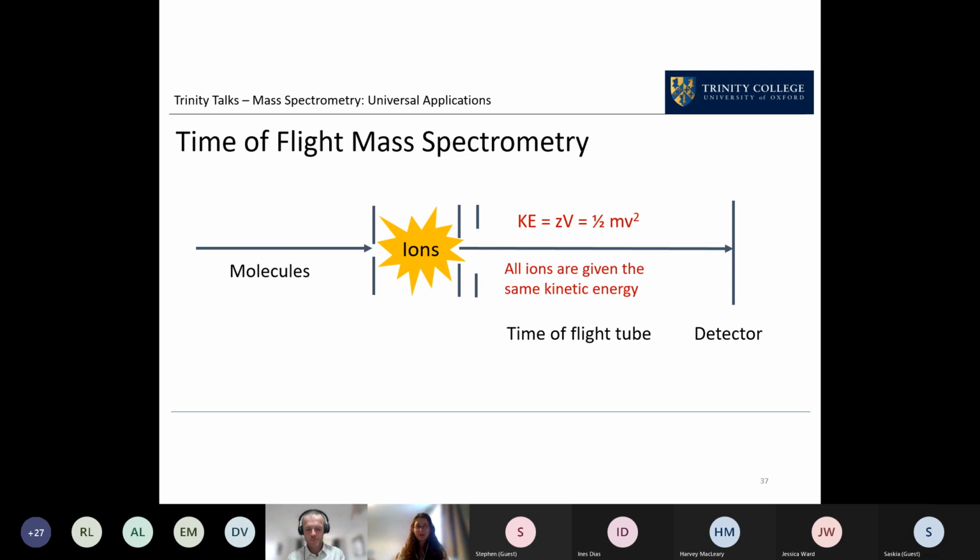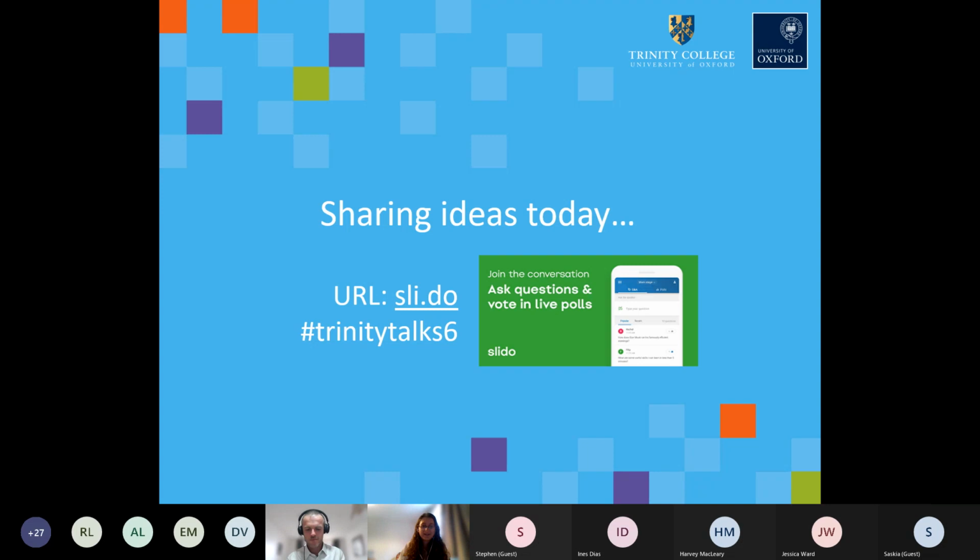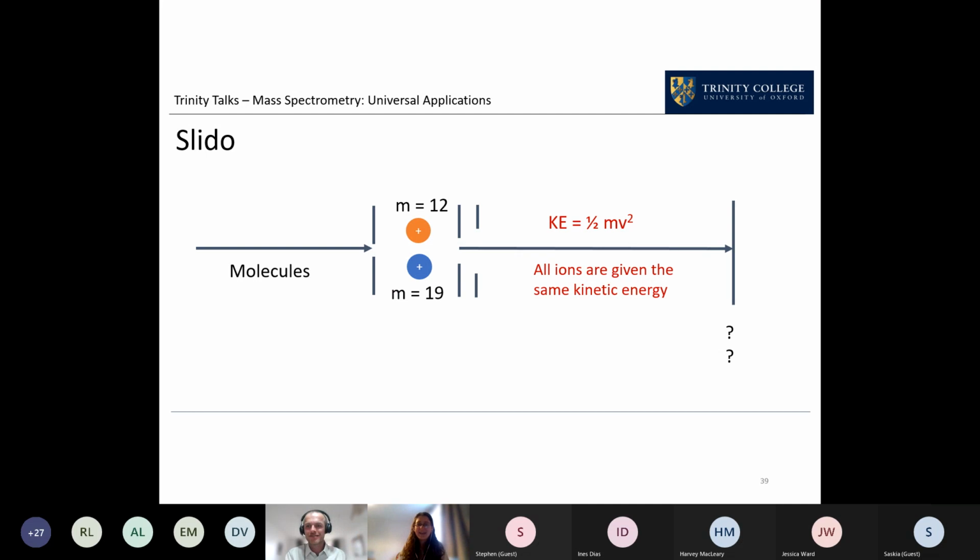So that's time of flight mass spectrometry. And yes, I do have a little Slido poll for you, just to keep you fresh. If you could go to the Slido, I have a little quiz, which is that you have two particles, both of the same charge. One is mass 19 and one is mass 12. And which one hits the detector first?